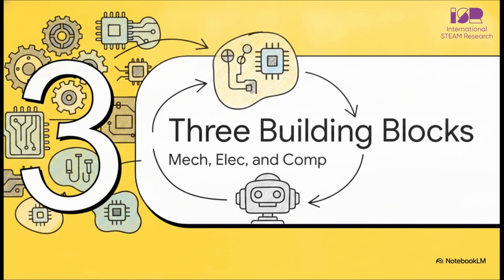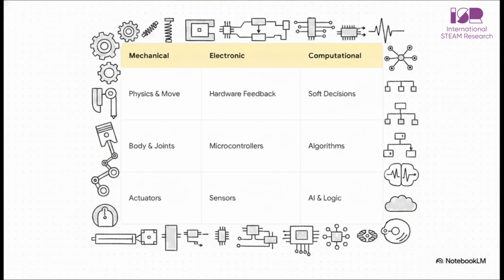So, the crucial point is how all of this comes together in Section 3. 3 fundamental building blocks: mechanical, electronic, and computational. Those 5 physical components we just went through, they don't just act randomly. They're actually systematically categorized into 3 major functional blocks. So let's break down how we conceptually divide the robot.